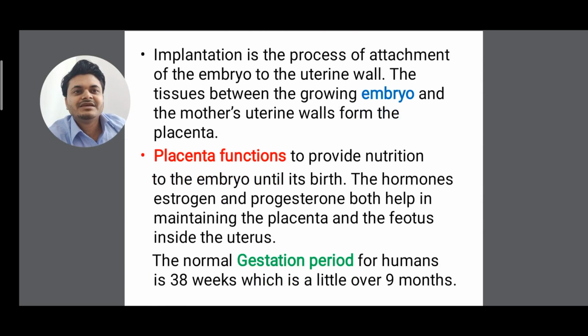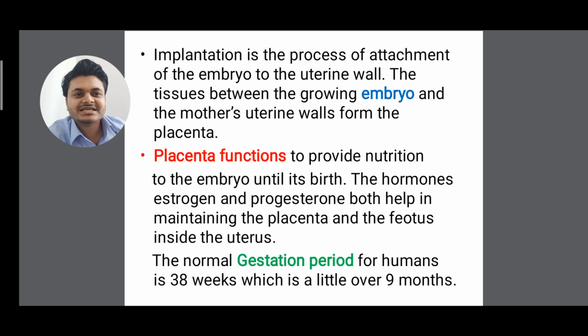After the fusion, implantation is the process of attachment of the embryo to the uterine wall. The tissue between the growing embryo and the mother's uterine wall forms the placenta. When the zygote is implanted in the uterus, the function of the placenta is to provide nutrition to the embryo until birth, clear? Hormones like estrogen and progesterone both help in maintaining the placenta and fetus inside the uterus.